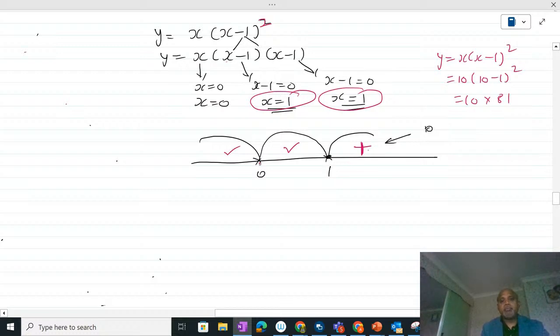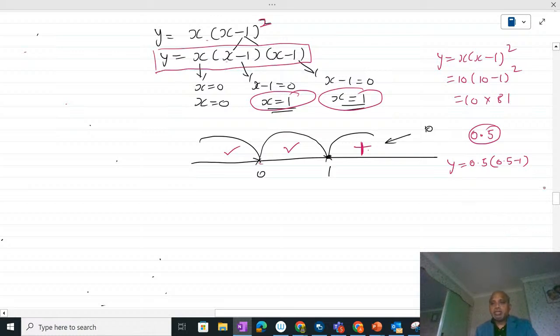Now let's take any number between 0 and 1. So let's take 0.5. If you put 0.5 there, so y equal to 0.5 times 0.5 minus 1, and 0.5 minus 1. I'm putting it in this equation, which is in the rectangular box. So 0.5 minus 1 is minus 0.5 and again minus 0.5. So you are getting a positive sign here. So this will be positive.